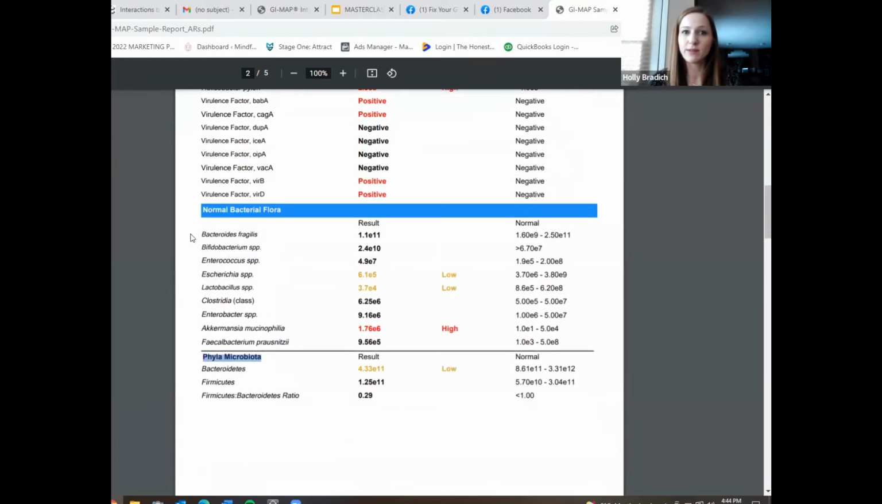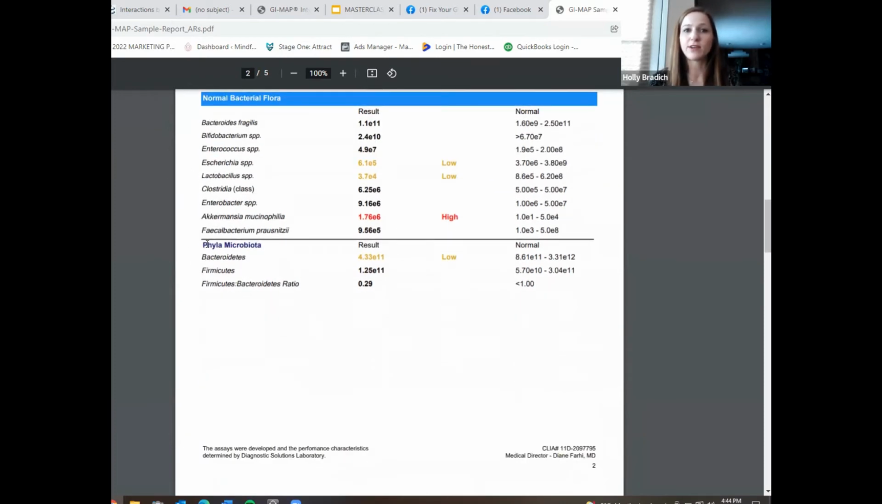Now here we're looking at more on the phyla level. So these other ones are a little more specific and on the more species level. This phyla level is talking a little bit higher up. And so there's two main classes we look at, firmicutes and bacteroides. And we typically look at them as groups, and then we compare it as a ratio to get an idea of what the bigger picture is for this person's gut.